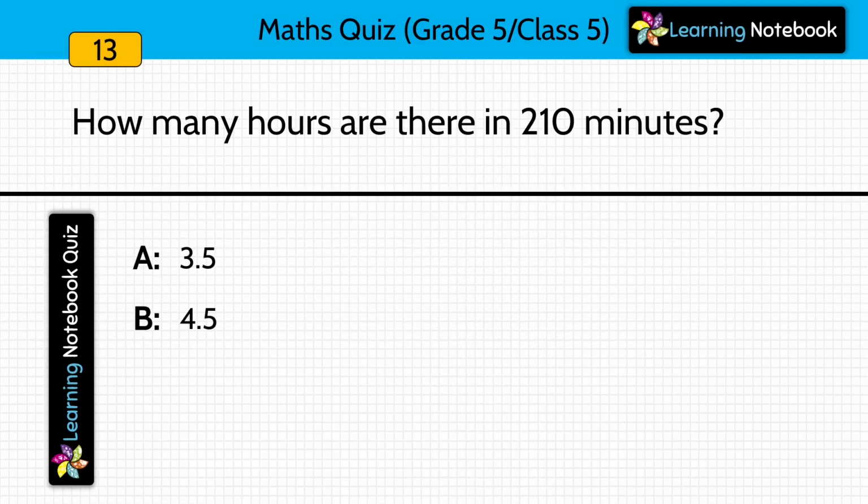How many hours are there in 210 minutes? How to convert minutes into hours? Answer is option A, 3.5 hours. We know that 60 minutes equals to 1 hour. So 210 minutes equals to 3.5 hours.